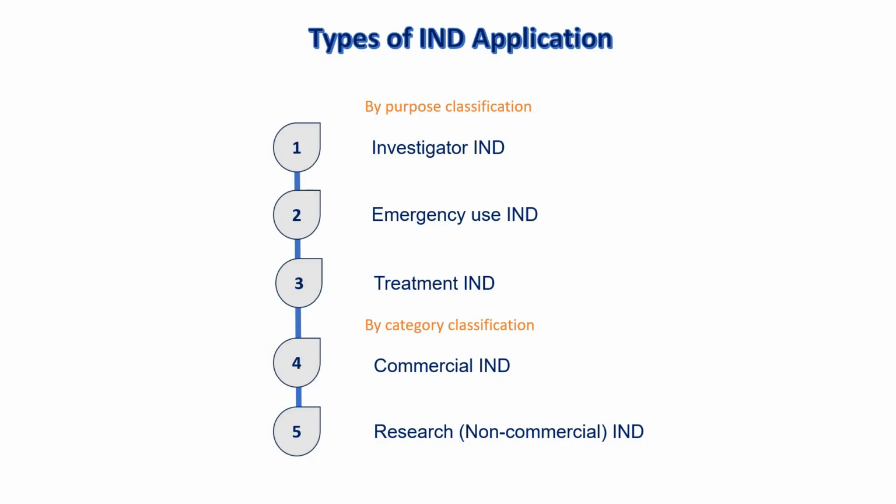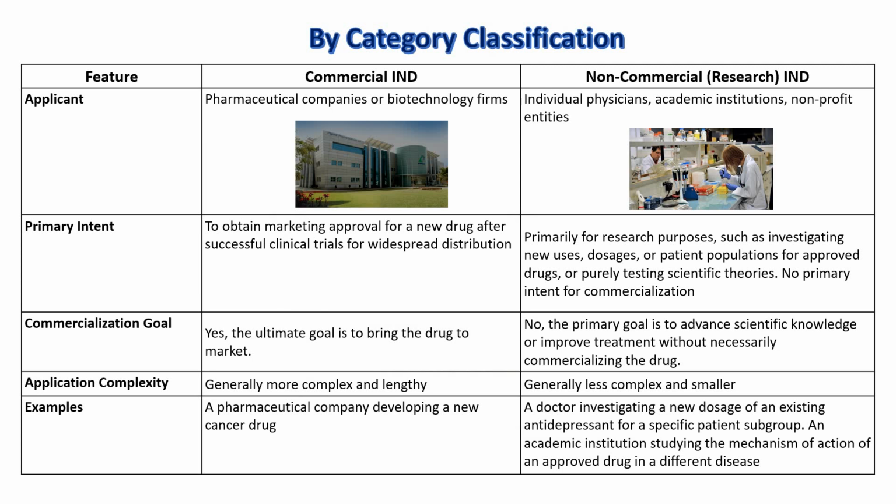So the next important topic is types of IND. There are two types, by purpose classification and by category classification. By purpose classification, there are three INDs: investigator IND, emergency use IND, and treatment IND. And by category, there are two INDs: commercial IND and research, or non-commercial, IND. So first we'll see the category classification.